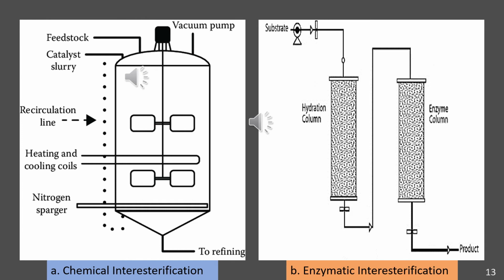You can see in the batch structure there is a refining of the mixture, and after refining, the pre-bleaching and deodorization of the mixture take place. So here the chemical interesterification process is completed.